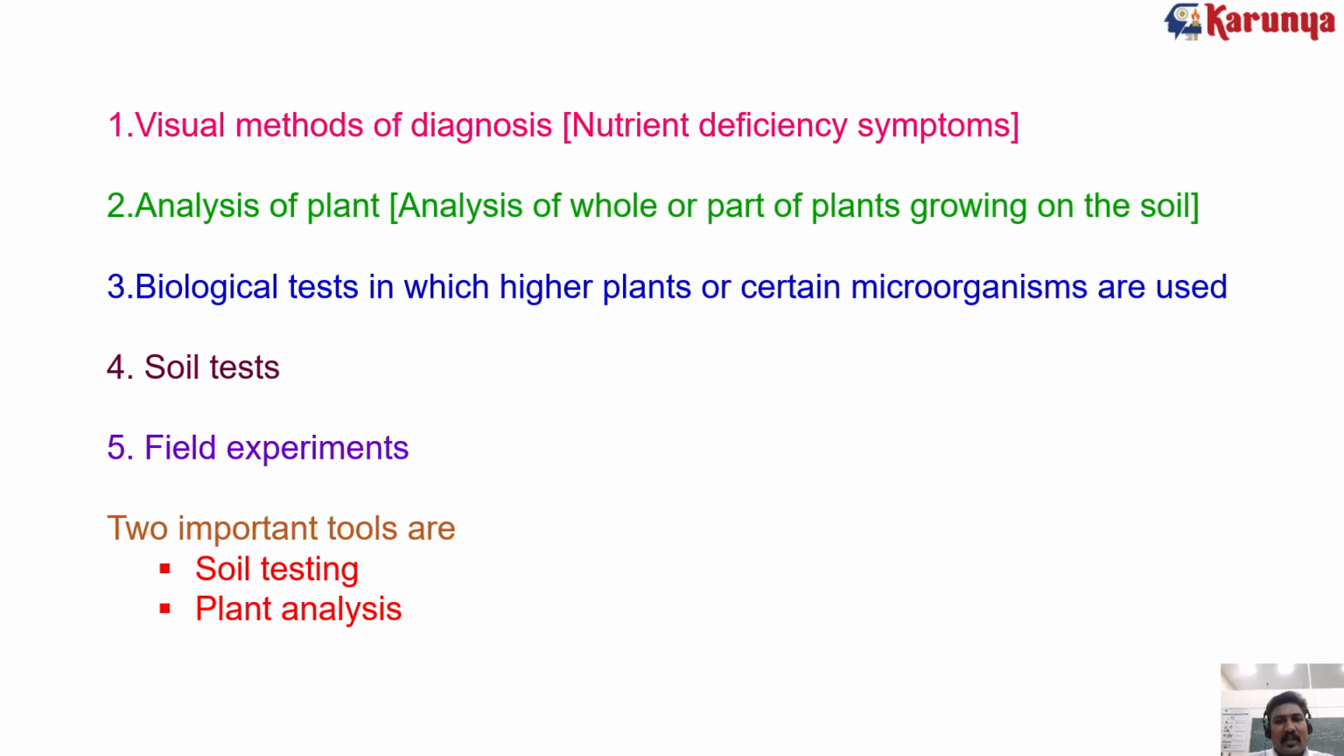Visual method of diagnosis, like nutrient deficiency symptoms. The plant will exhibit certain stresses through symptoms due to nutrient deficiency. Then analysis of plant: a whole plant or plant parts of the growing plant can be analyzed, which also gives an indirect indicator of nutrient deficiency or soil fertility. And biological tests, using microorganisms, we can indirectly find out the soil fertility level, and direct indication through soil test and field experiment.